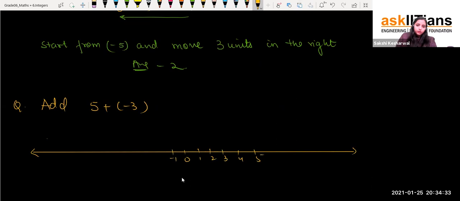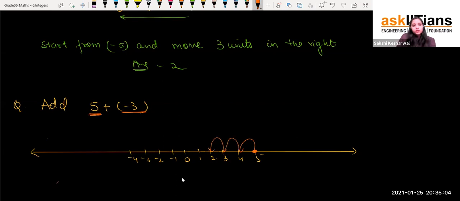5, and this is negative 1, negative 2, negative 3, negative 4. So first you will be going to what position? You have to start from here, 5, and it says you have to add negative 3. So you will be moving in what direction? Left direction, right or not? To add a negative number, you have to move in the left, and to add a positive number, you have to move in the right. So you will be starting from here, and then you will be going 3 positions to the left, like 1, 2, and then 3, right or not?